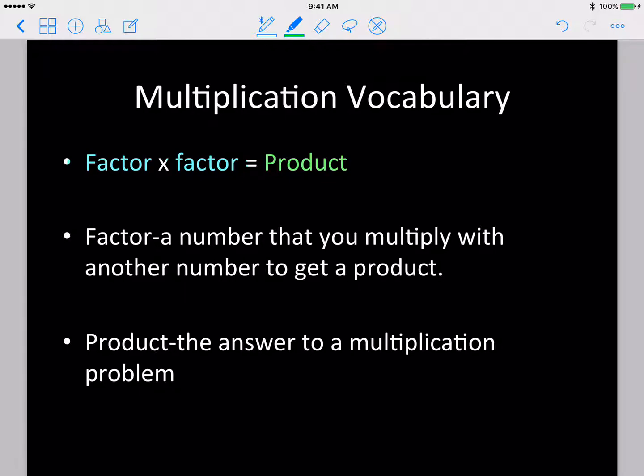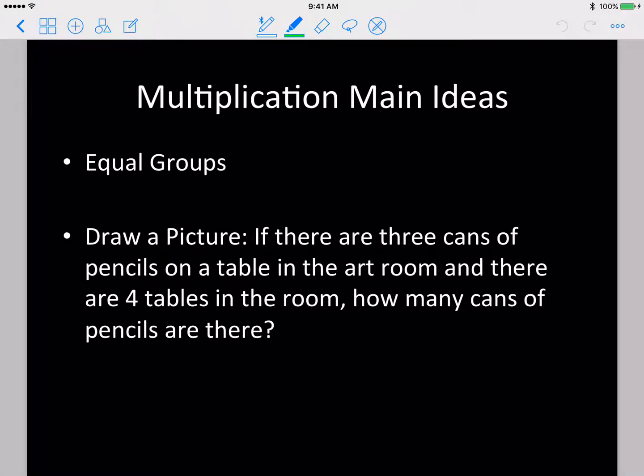So those are just kind of vocabulary words that we need to know. Factors are numbers that you multiply together to get a product. The product is the answer to a multiplication problem. So I repeat this in my classroom: the product is the answer to a multiplication problem, just to get that vocabulary in your brain. Okay, so keep those things on the forefront of your mind as we move on to some multiplication main ideas.